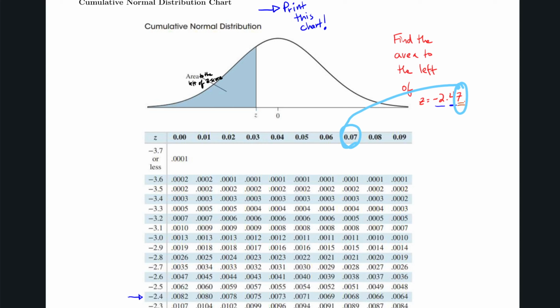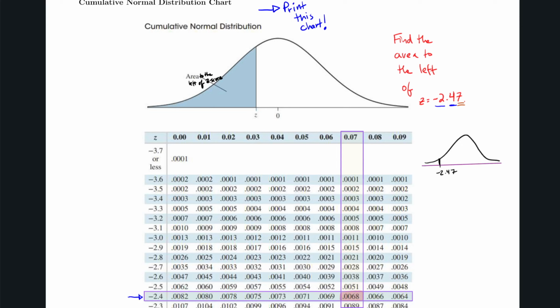The way we would align these two is, especially if this is printed out, you can maybe get a ruler or a piece of paper to highlight everything in the column for negative 2.4, and then highlight that we want the second decimal place to be 7. Where both of these align is the corresponding area for negative 2.47.